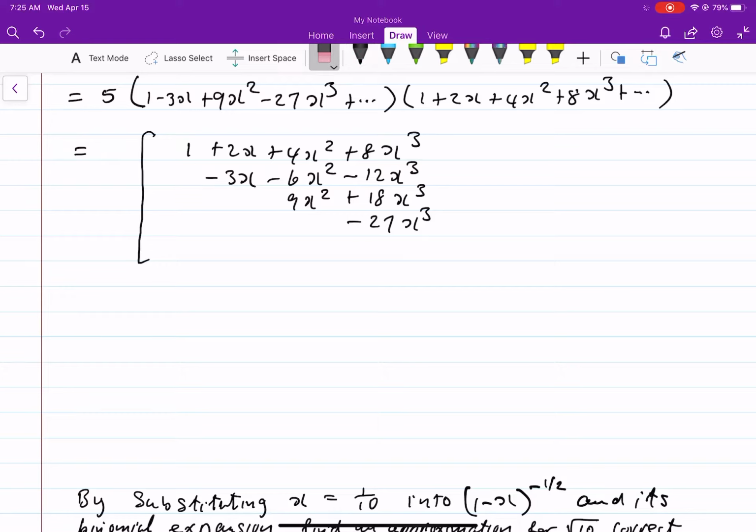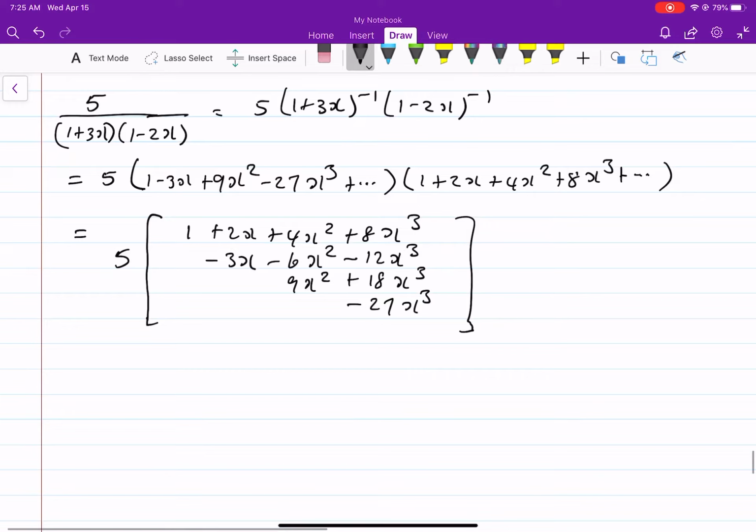I still have a 5 on the outside. All of this times 5. So finally, 5 upon 1 plus 3x times 1 minus 2x will give me, let's see, adding everything in the brackets, that's a 1. By the 5 outside, that's a 5. 2x minus 3x is minus x. Minus x by 5 is minus 5x.